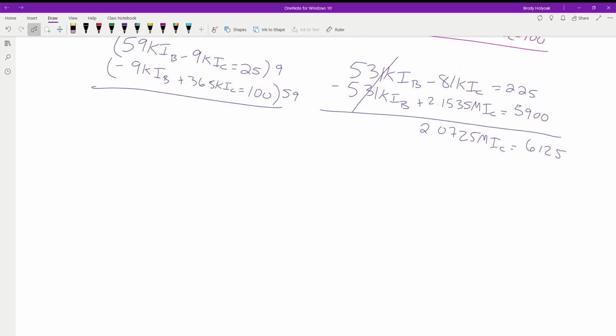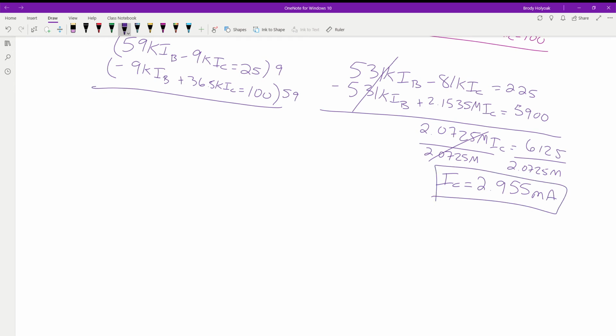We divide both sides by the 2.0725 meg. And our IC current comes out to be 2.955 milliamps.